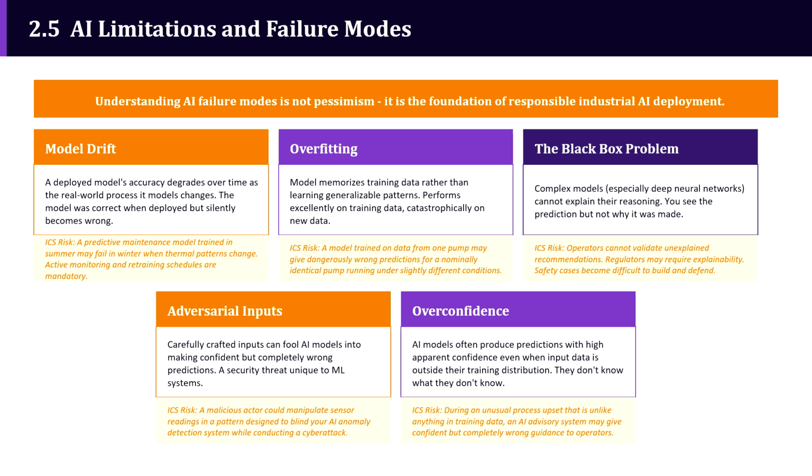The black box problem is uniquely challenging for industrial control systems. When an artificial intelligence recommends that an operator take a specific action, the operator needs to be able to validate that recommendation against their own understanding of the process. An unexplained recommendation from an opaque artificial intelligence model puts the operator in a difficult position. This is driving significant investment in explainable artificial intelligence techniques. Adversarial inputs and overconfidence are particularly relevant for industrial control systems cybersecurity. We'll cover adversarial AI in much more depth in Module 7.